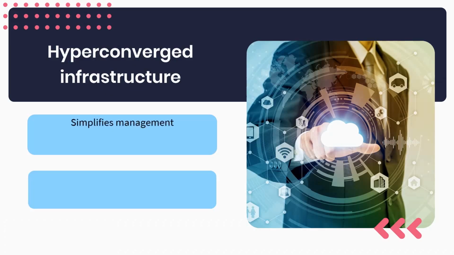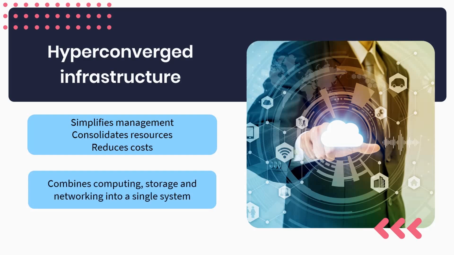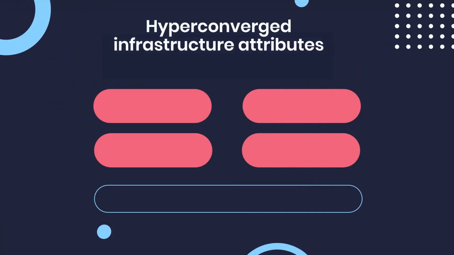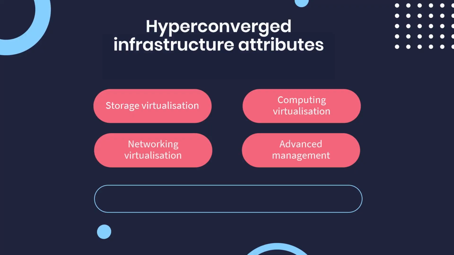Basically, it simplifies management, consolidates resources, and reduces costs by combining computing, storage, and networking into a single system. The four major attributes of the hyper-converged infrastructure are storage virtualization, computing virtualization, networking virtualization, and advanced management, which includes automation and deployment.